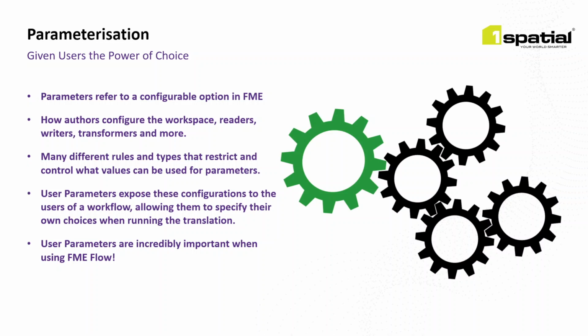The key reason parameters are so important here is because of user parameters, which are a mechanism for exposing these aforementioned configurations to the users of a workspace, allowing them to specify their own choices when running a translation and not limiting said choices to just the authors who understand the design. When using these workflows on FME Flow, user parameters are the main method of dictating what choices and control we want to allow general users to have, an incredibly important aspect of a self-service portal.